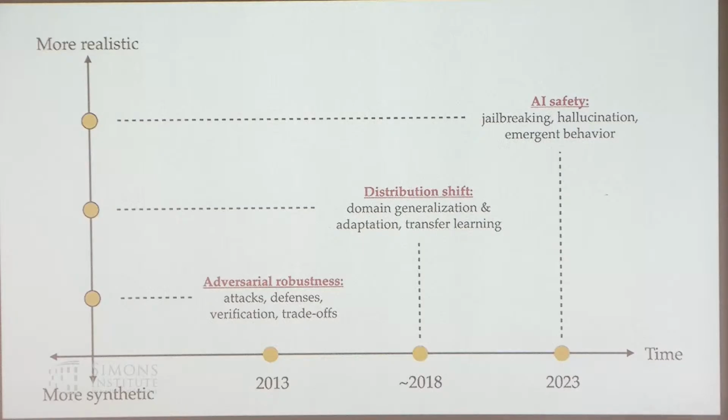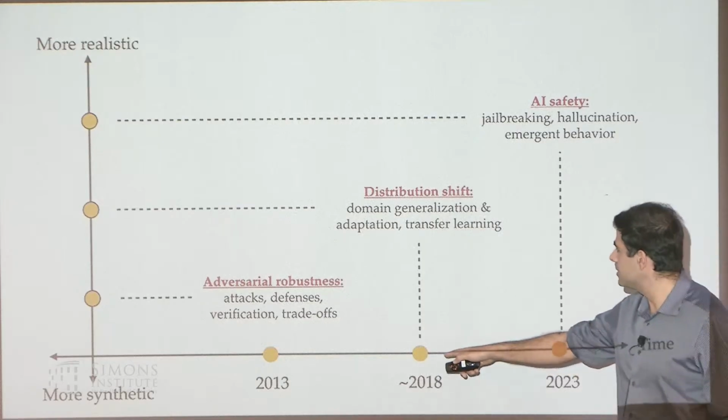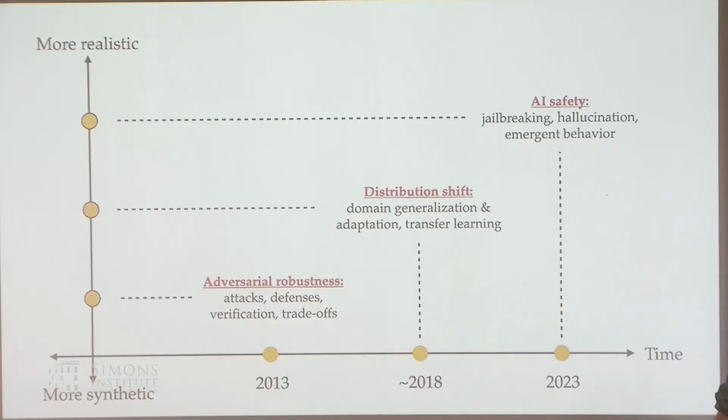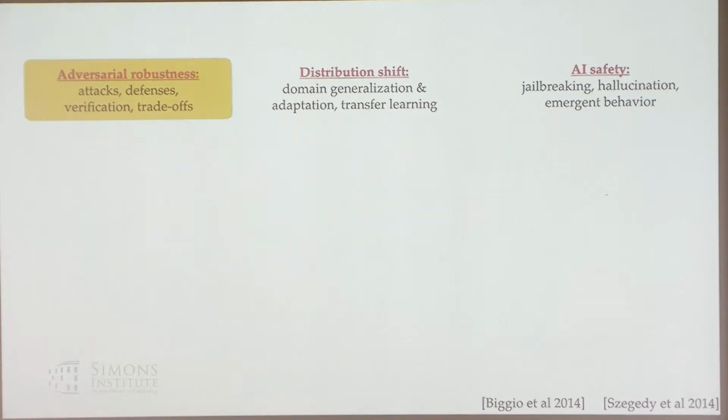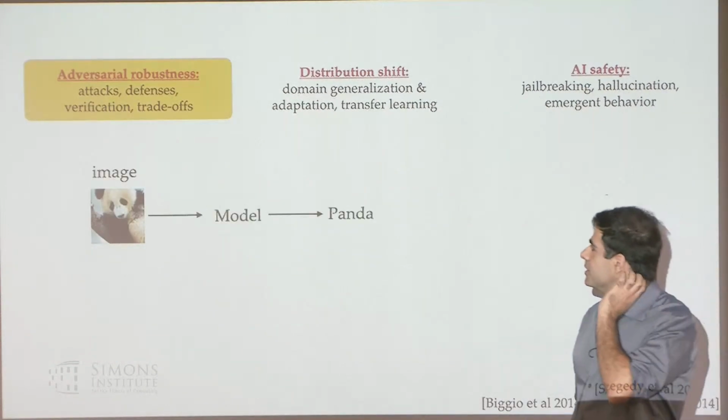Since then, the field has had several shifts with respect to its focus. At some point, like 6-7 years ago, we essentially shifted to more general natural distribution shifts or out-of-distribution inputs. And then around a year or 2 years ago, there has been another shift to robustness or alignment of generative AI models.